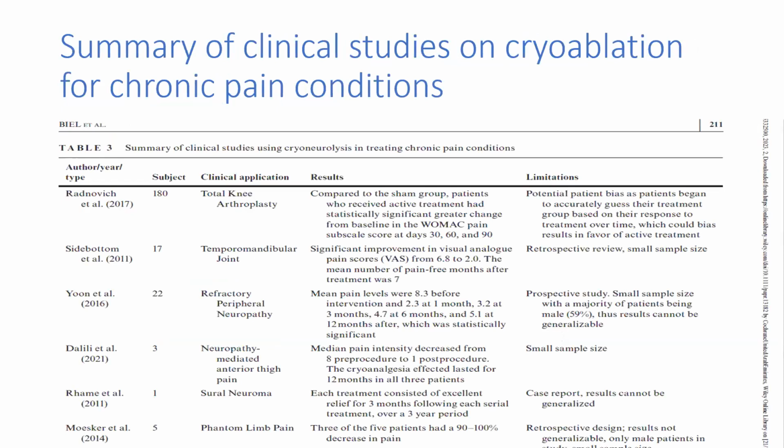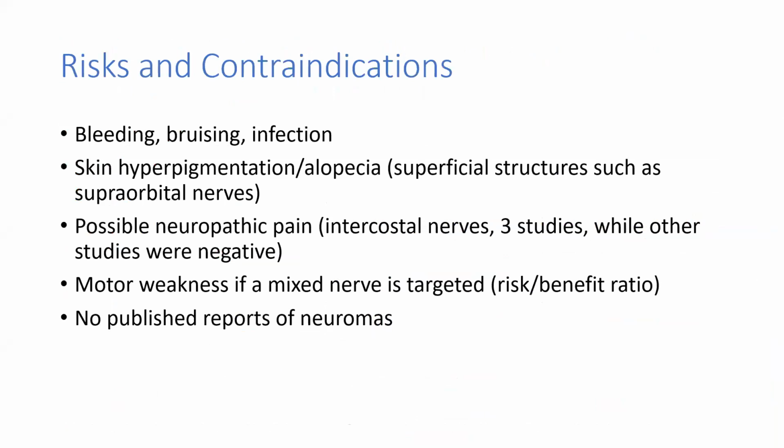This is the same one we explained for knee arthroplasty, but the other studies for TMJ, for example, for refractory peripheral neuropathy, for sural neuroma, phantom limb pain, meralgia paresthetica, and other indications.